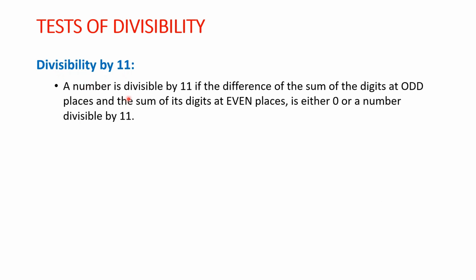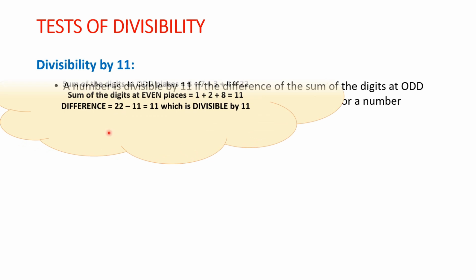Divisibility by 11. A number is divisible by 11 if the difference of the sum of the digits at odd places and the sum of the digits at even places is either 0 or a number divisible by 11. To find whether the given number is divisible by 11, first we have to find the difference of the sum of the digits at the odd places and the even places. That difference should be either 0 or a number which is divisible by 11. Let's see that in action.